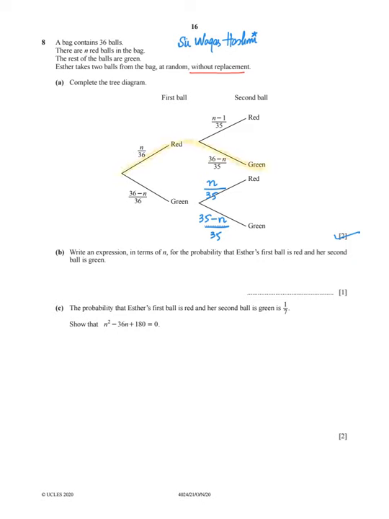That means this is my case. So I need to multiply these two probabilities. That means n divided by 36 multiplied by 36 minus n divided by 35. So that is your answer. And after that, the probability that Easter's first ball is red and her second ball is green, the same thing that was given in part B.